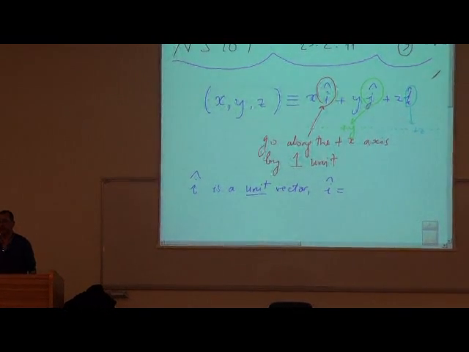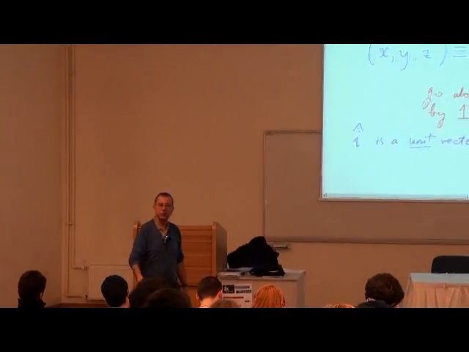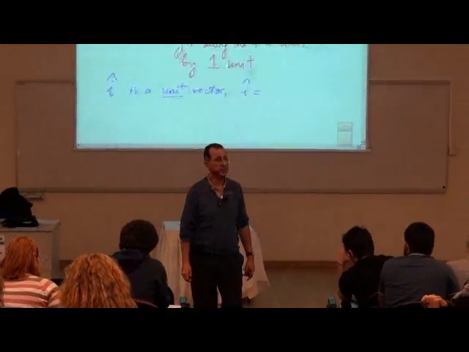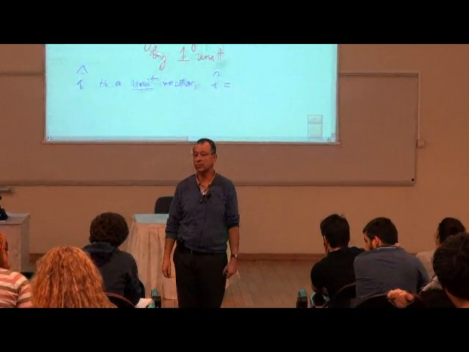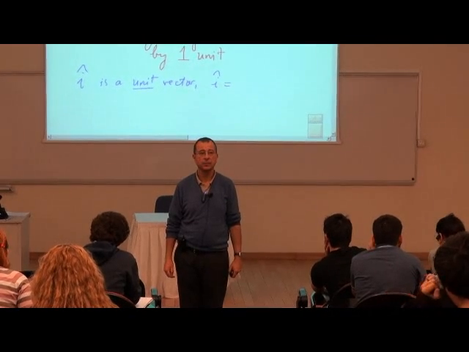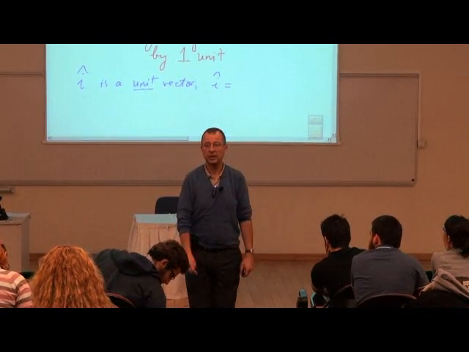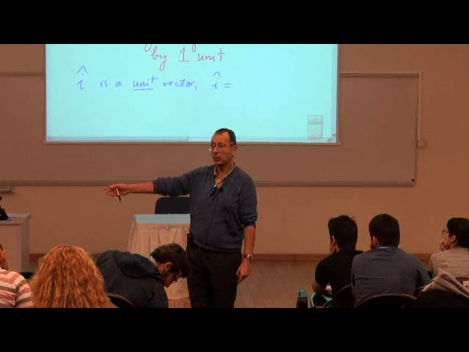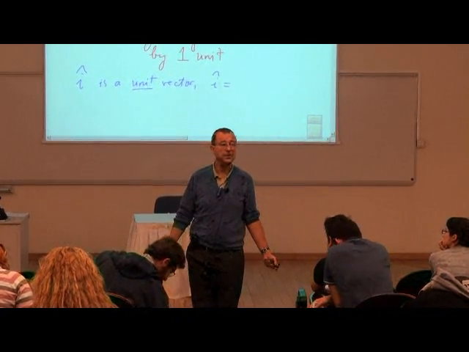Now here's a question to you. I is the point I get to when I go along just the x-axis by one unit and stop. So what are the coordinates of that point? What is the x-coordinate? 1. I just started from 0 and went 1 unit. Then I don't go anywhere along the y or z-axis. So the y-coordinate and z-coordinate of I are 0. Does everybody get this?